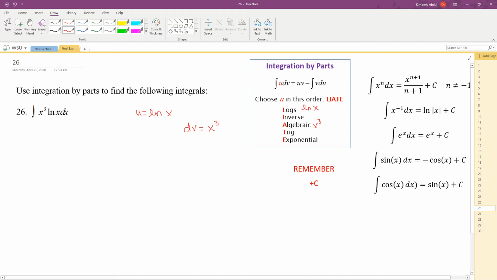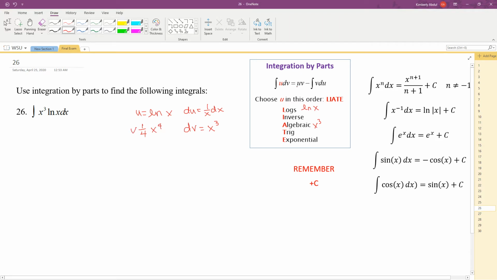All right, so now I would need to figure out what the other portions would be. If I take the derivative of the natural log, I'm going to get 1 over x dx. And then if I integrate x to the third, I'm going to get 1/4 x to the 4th for my v value.